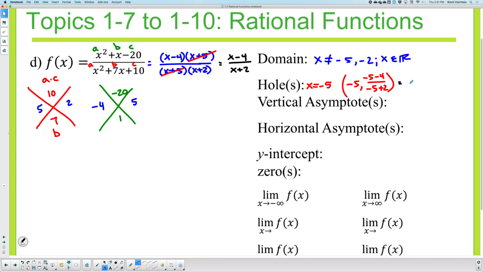Now I'll simplify that and find that my hole will exist at negative 9 divided by negative 3, which is positive 3. So I'll have a hole at that location. Now the other discontinuity, the negative 2, will be a vertical asymptote.